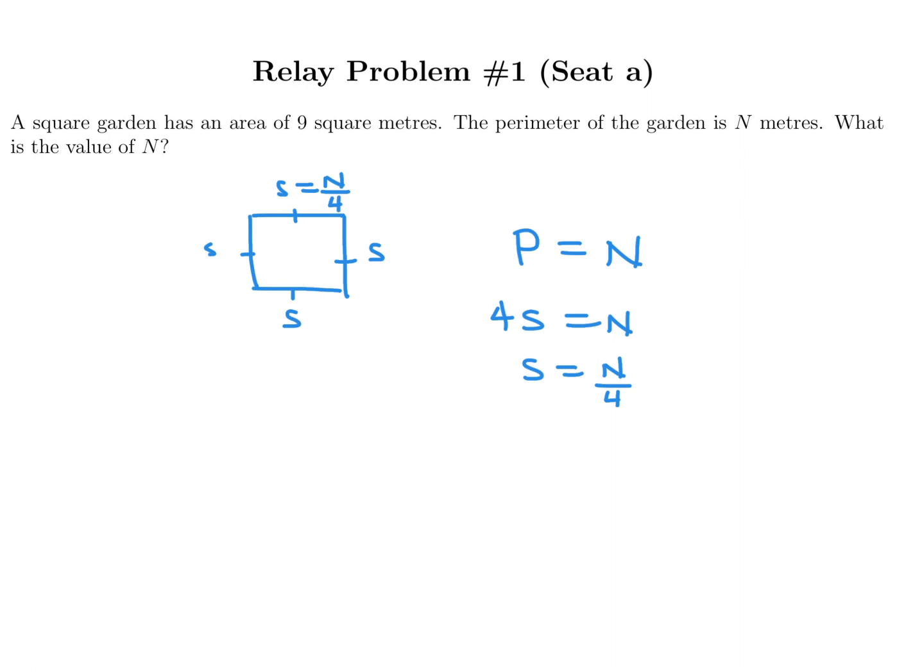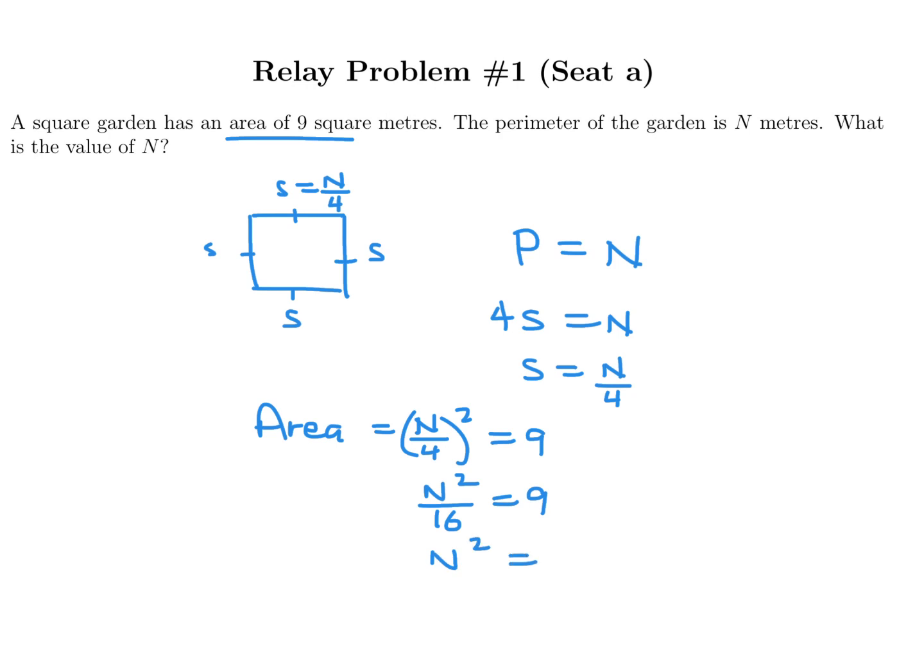And now they're saying that the area is 9. So the area would be n over 4 squared, correct? And they're saying that's equal to 9. So n squared over 16 is 9. N squared would therefore be 9 times 16. N would therefore be 3 times 4, which is 12.